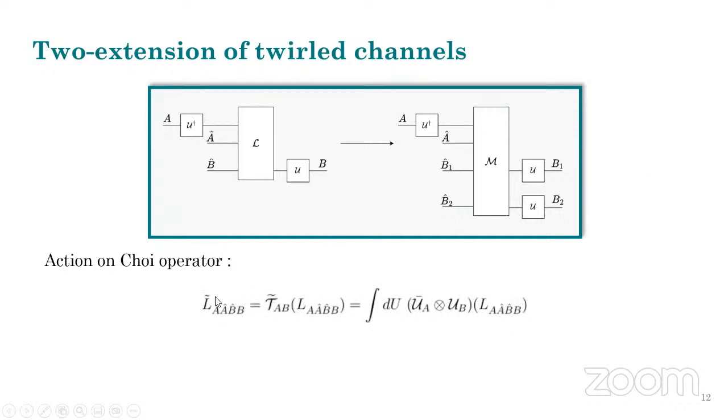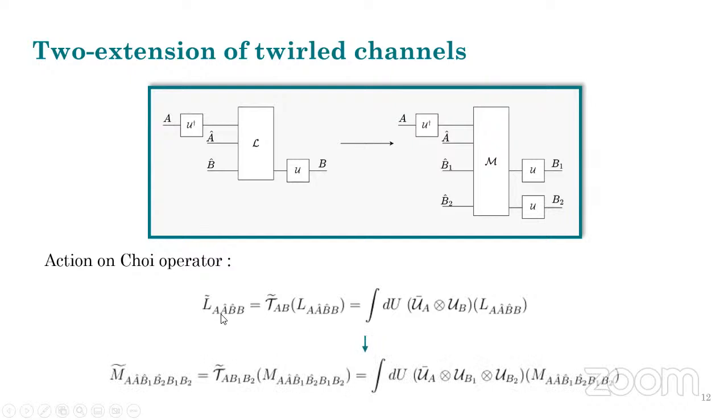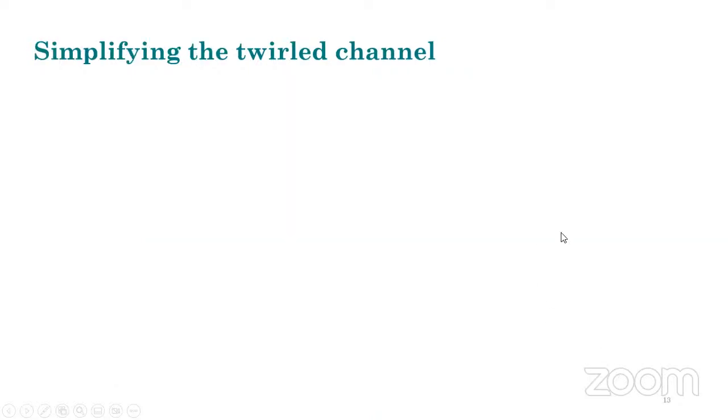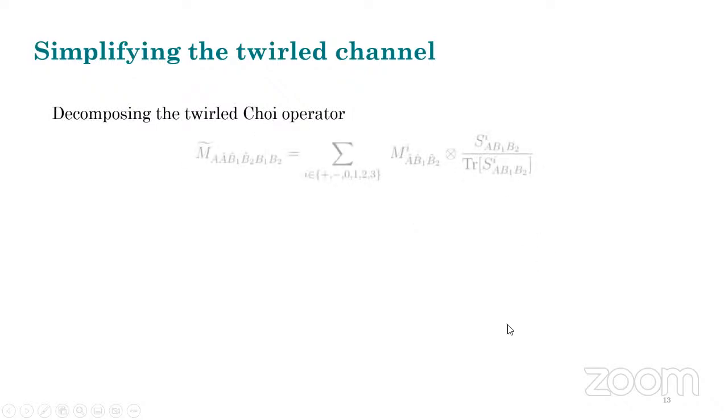So L tilde is the Choi operator of the twirl channel. And if the extension of L tilde is M tilde, then this is the Choi operator of the twirl channel, and the optimal channel has to obey the symmetry that the Choi operator doesn't change under the action of twirling. So this twirling can help us simplify the SDP, because you can decompose a twirled Choi operator as follows.